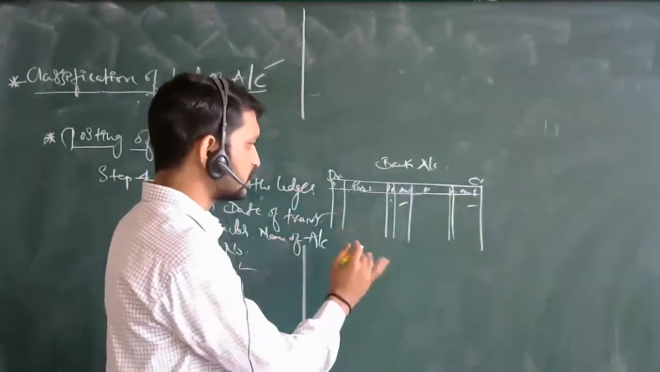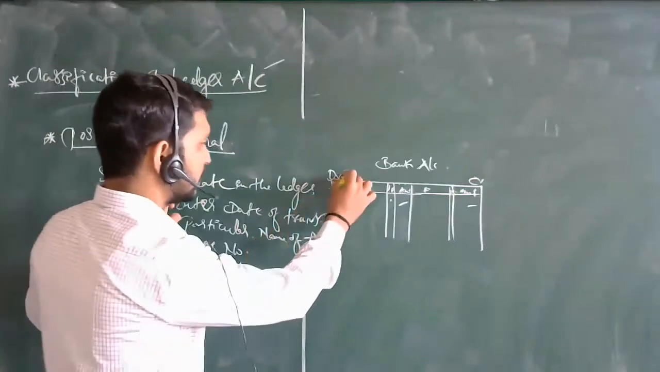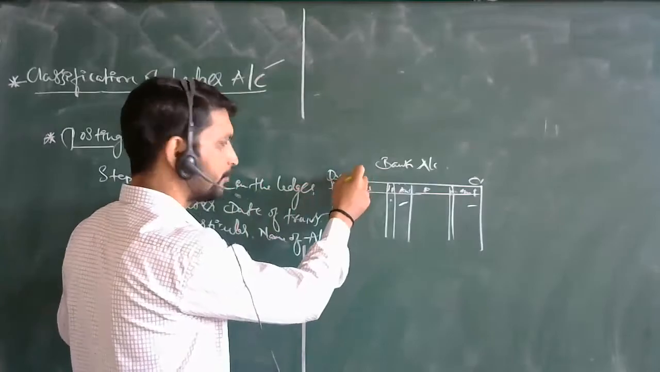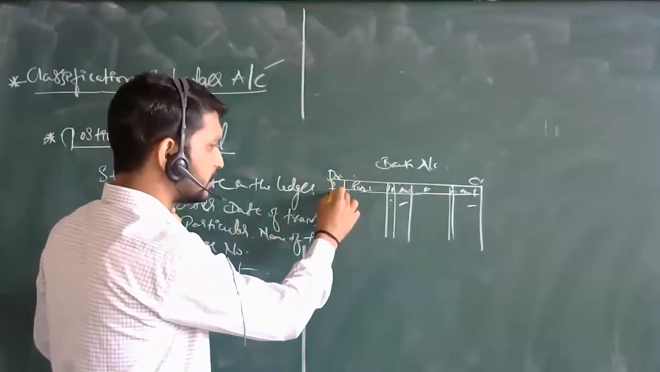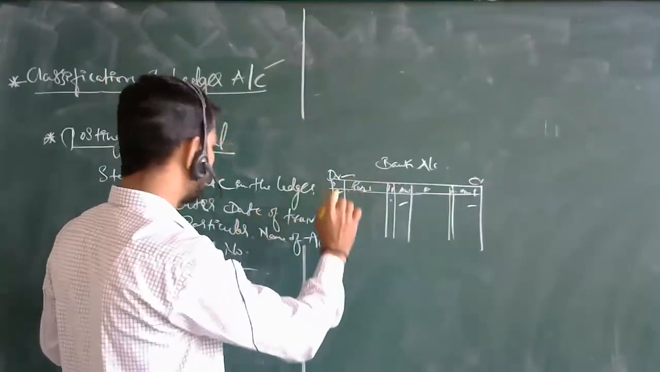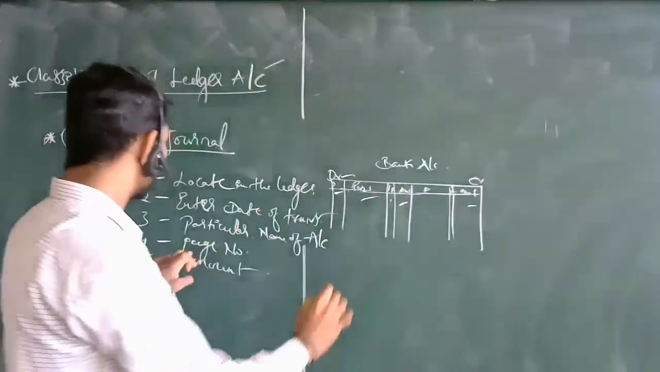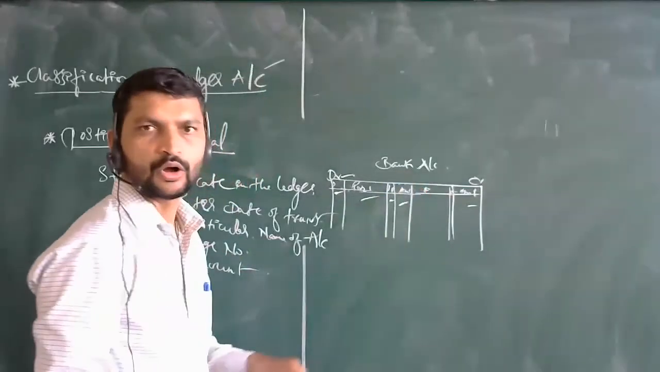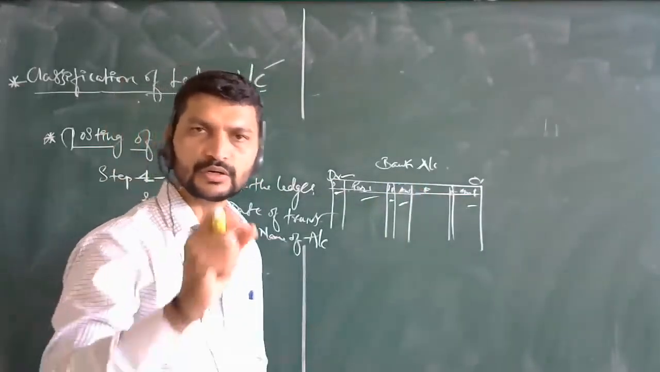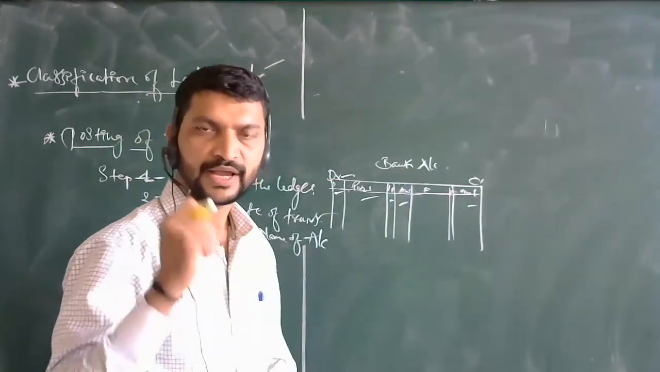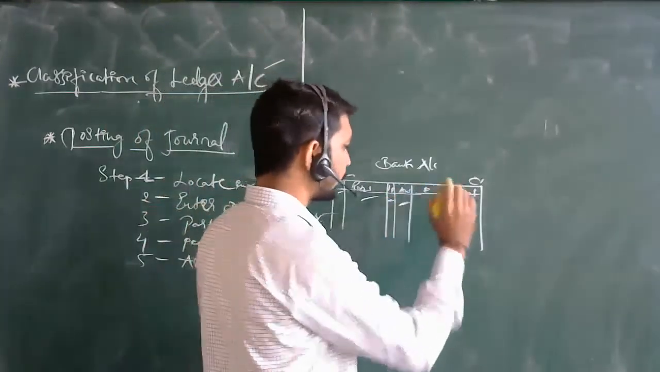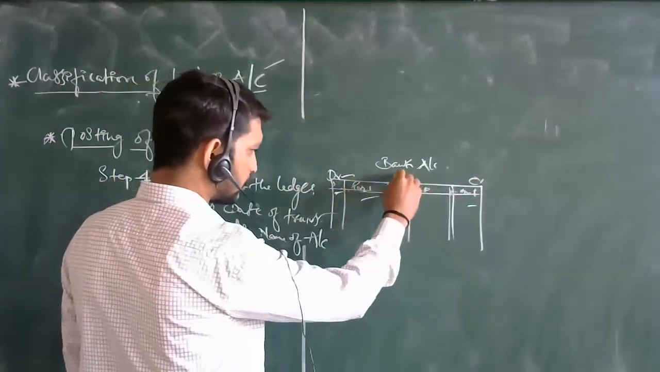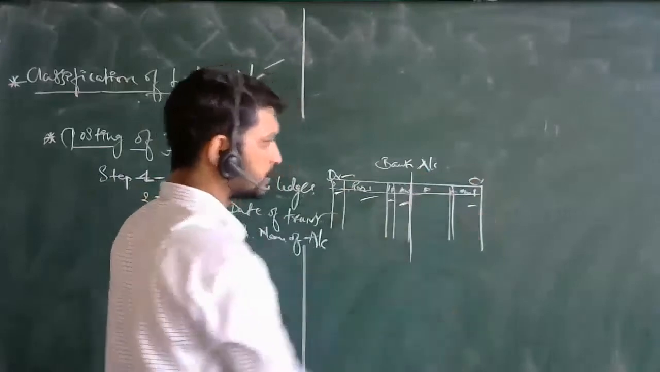So what we saw here: locate it, debit side, find the location. Then enter the date, then the particulars, the name of the account. Then the page number, on which page the journal entry has been entered, and whatever the amount is. As on the debit side, the same you do on the credit side.